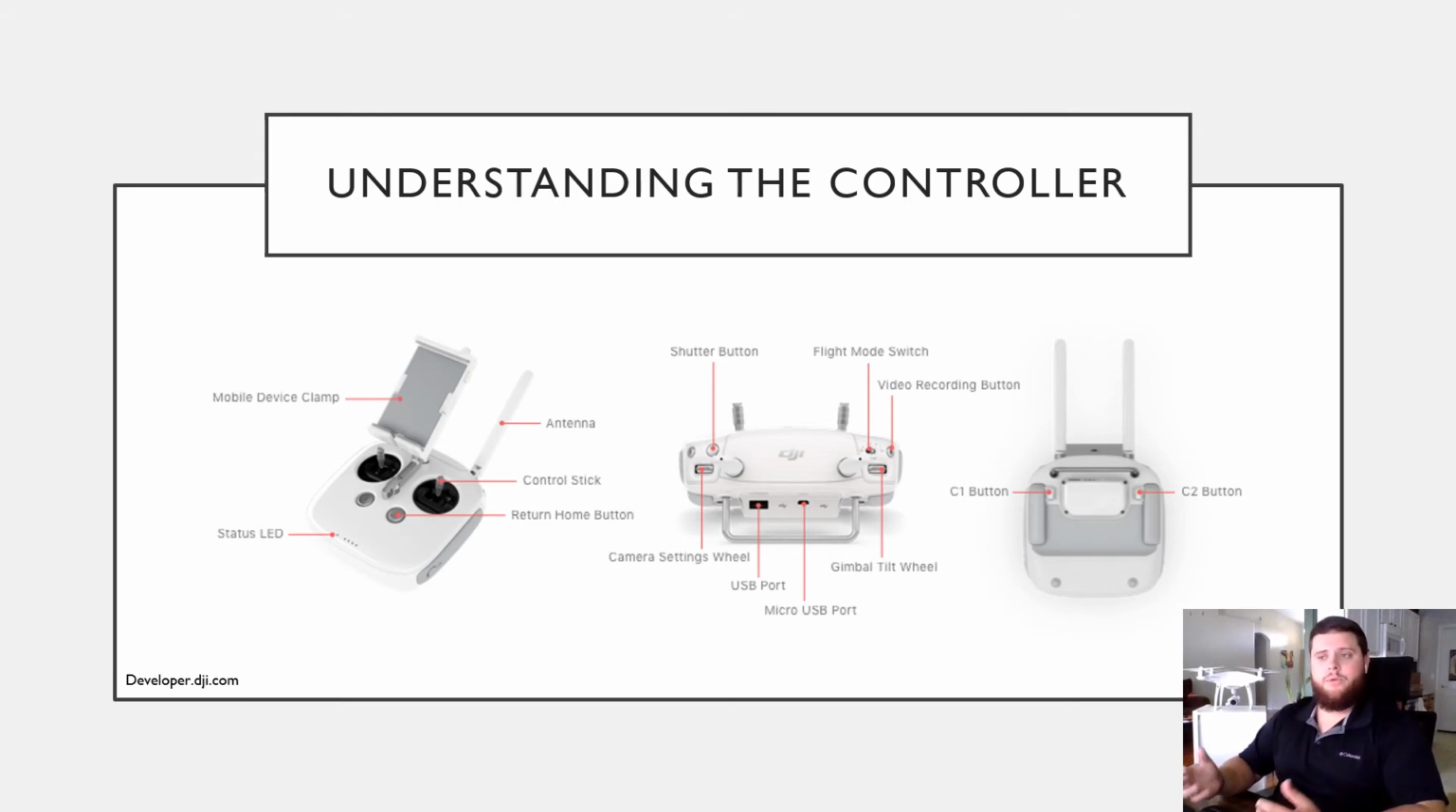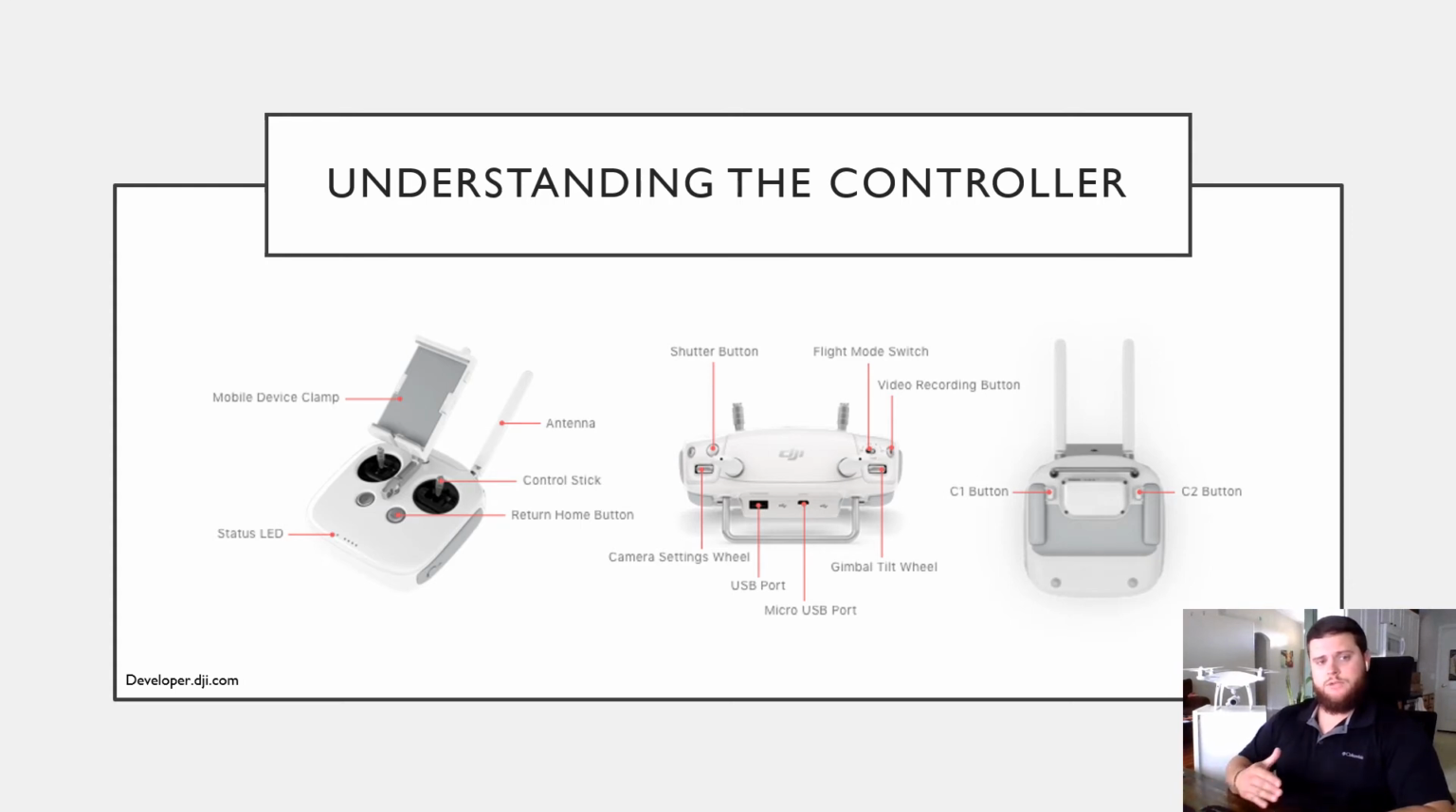We have buttons on the back of the controller where we can start recording a video, we can start capturing images, and quick access to camera settings, and that would be your C1 and C2 buttons. Those are custom, or customizable I should say, so you can customize those to your liking. But that is the general overview of the controller.